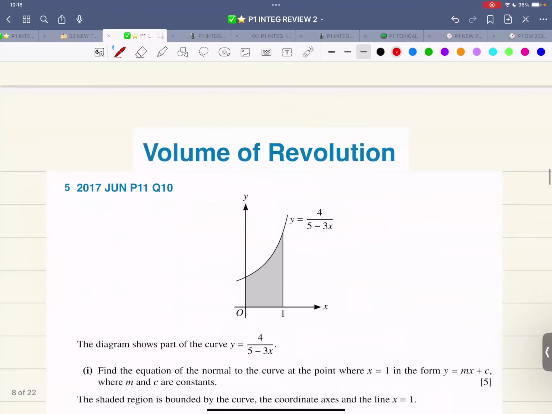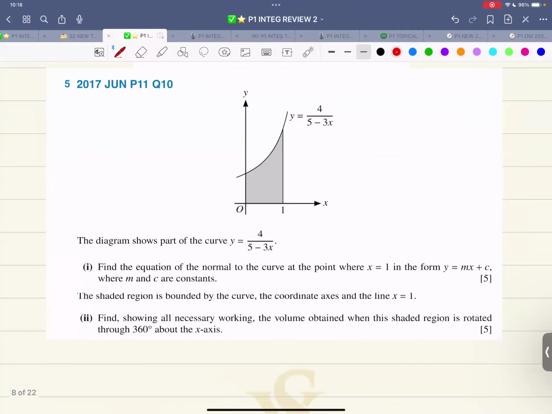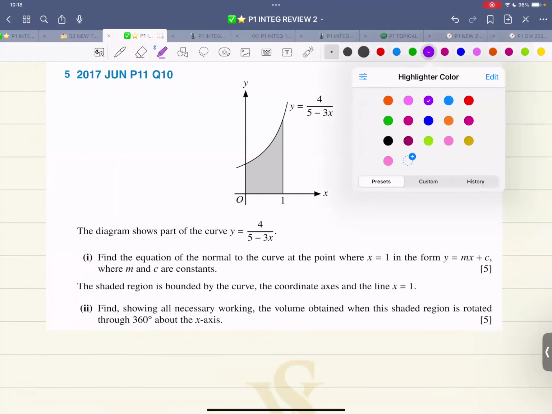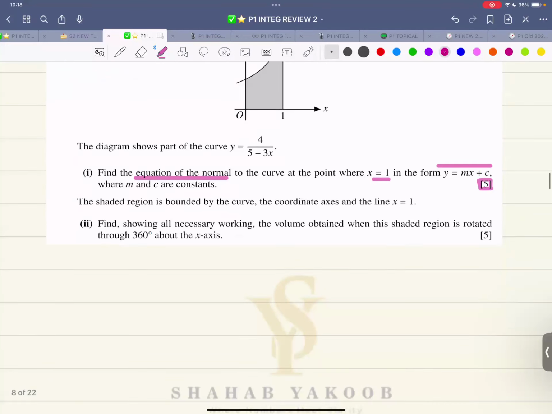So now let's look at this particular question. It says the diagram shows part of the curve. Find the equation of the normal to the curve. So it's a combination of differentiation and integration. The first thing: find the equation of the normal to the curve at the point where x is equal to 1. What is the format? y is equal to mx plus c, where m and c are constants, and it's for 5 marks.